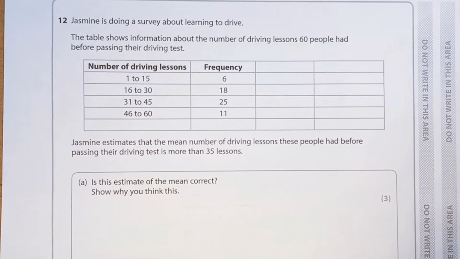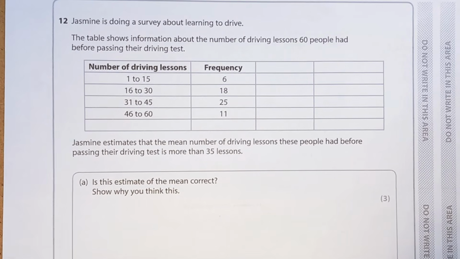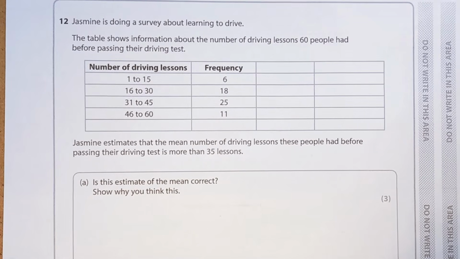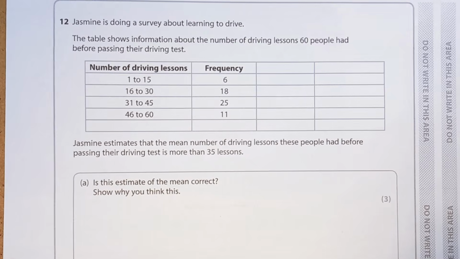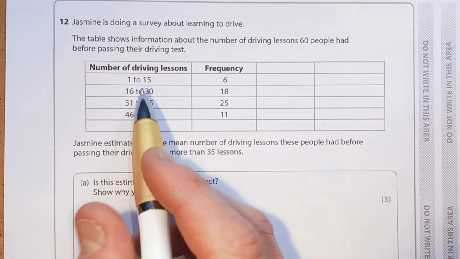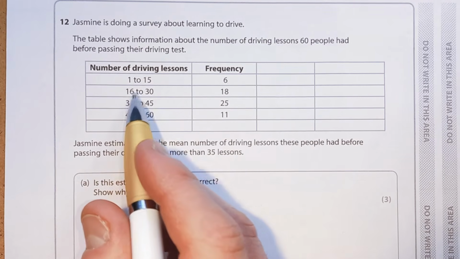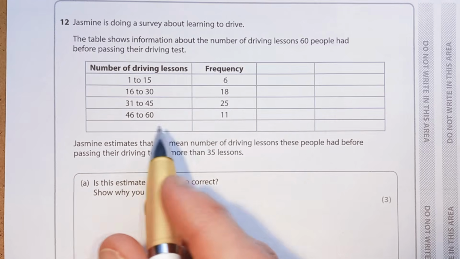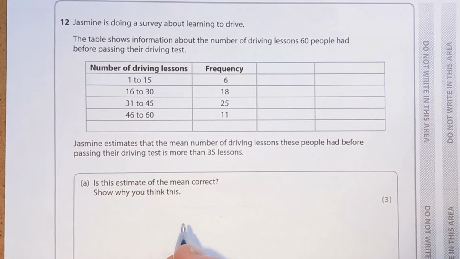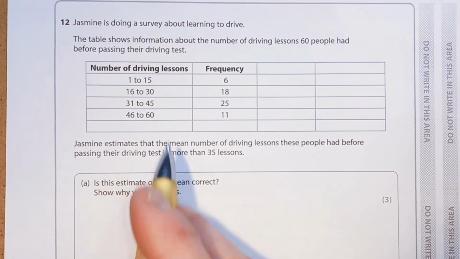Question 12. Jasmine is doing a survey about learning to drive. The table shows information about the number of driving lessons 60 people had before passing their driving test. So 6 people had only 1 to 15 driving lessons, 18 people had between 16 and 30, 25 people had between 31 and 45 lessons, and 11 people had between 46 and 60 lessons.